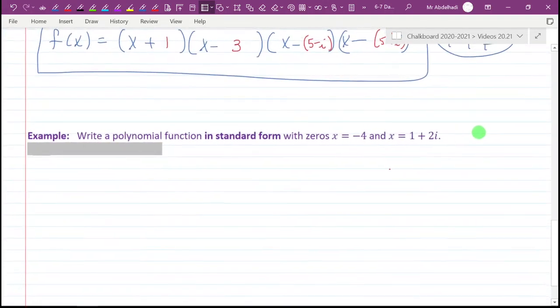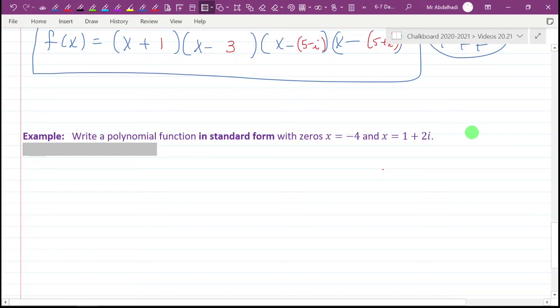So we have this last one here. Write a polynomial function in standard form with this 0 and this 0. The thing is, this 0 right here is imaginary. So that means you have to say and. Well, this is 1 plus 2i. We need 1 minus 2i, the conjugate. Okay, conjugates mean like partners. So they do not get separated, these two.